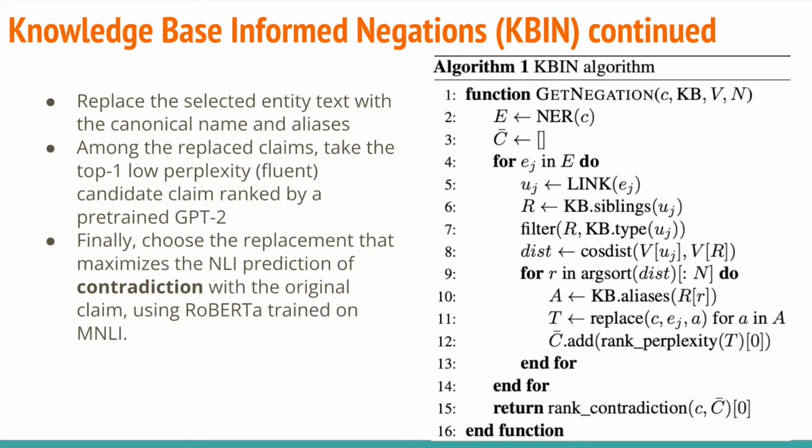And finally, they choose a replacement that maximizes the NLI, natural language inference, prediction of contradiction with the original claim, using RoBERTa trained on the MNLI dataset. So they finally use RoBERTa to choose the candidate negation claim that is most negated, most contradicting from the original claim. And the figure on the right is the algorithm of KBIN. So essentially, it's the same thing that I explained.